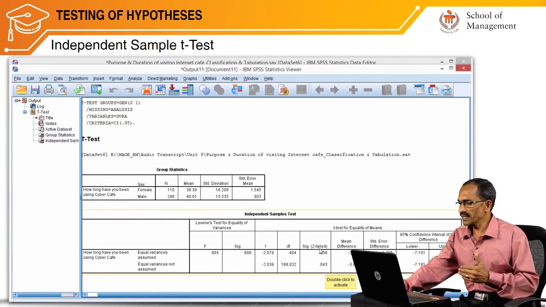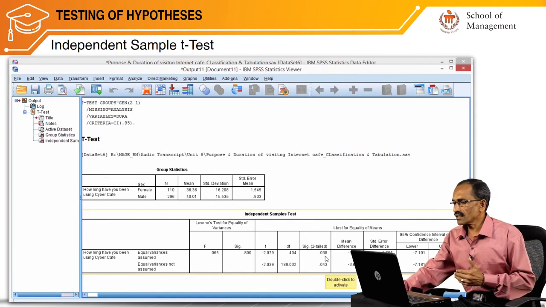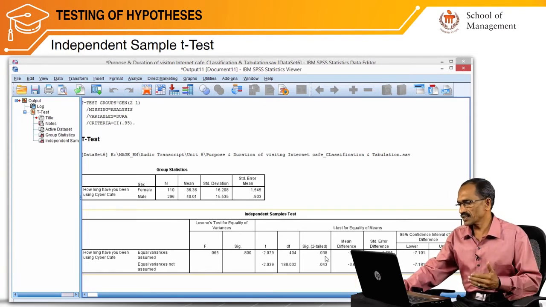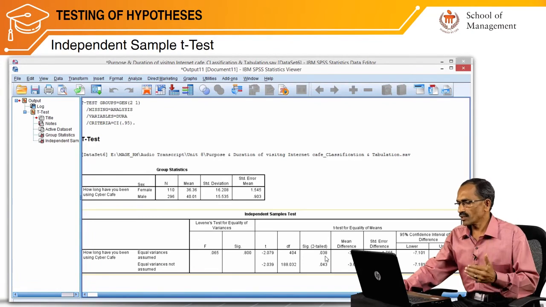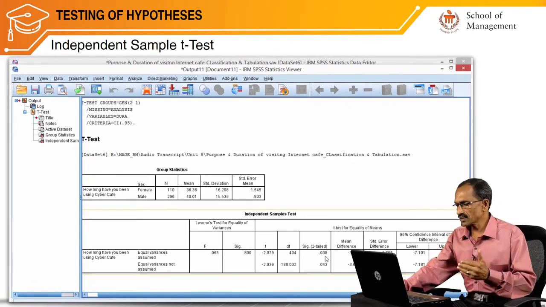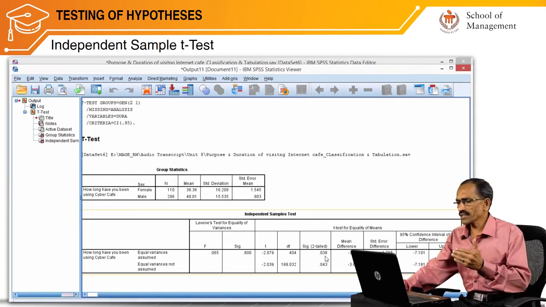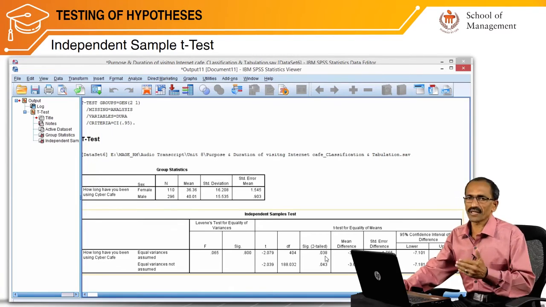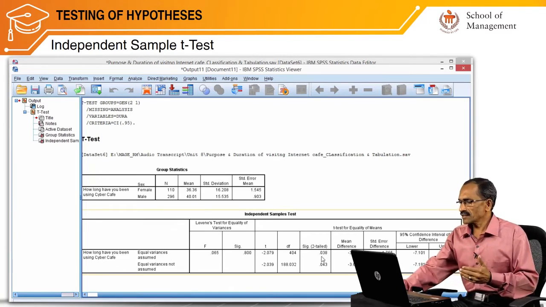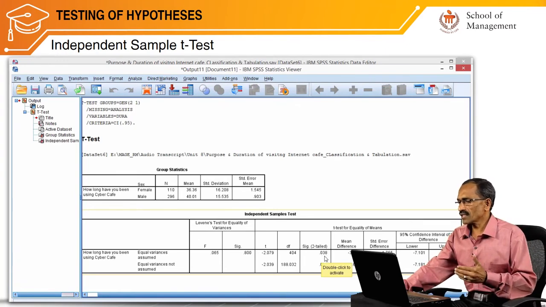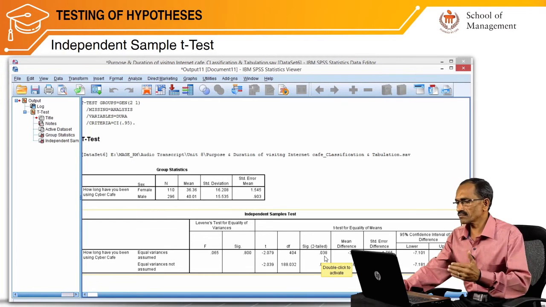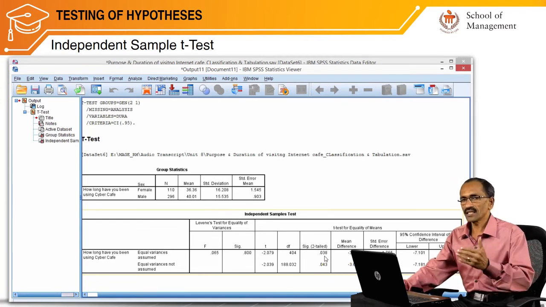And then our specific significance value is 0.038. 0.038 shows that we can convincingly reject our null hypothesis. Let's recall our null hypothesis. Our null hypothesis is that there is no significant difference between male and female with respect to the usage of internet cafe. And this is 0.038. That means the null hypothesis has been rejected. What does it mean? There is a significant difference.